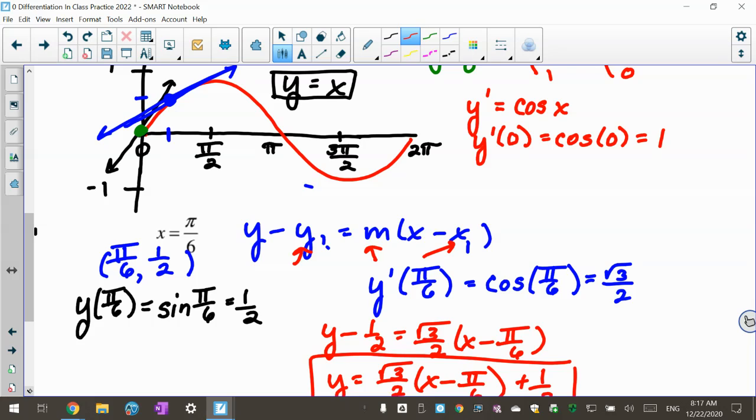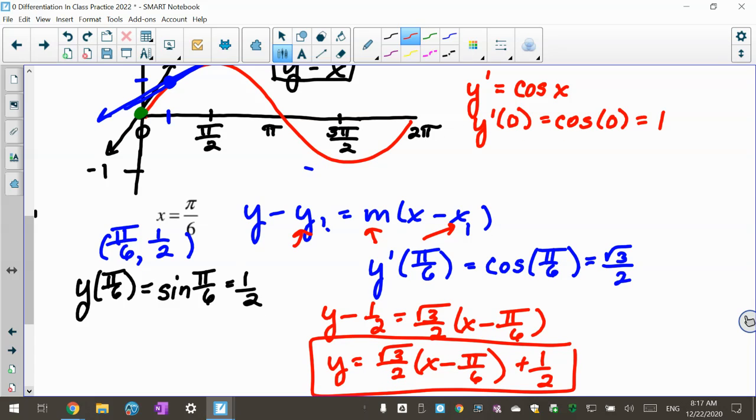That's the other one. So I just wanted to show you that you can actually do equations of tangent lines on trig functions as well, and just set it up like this.